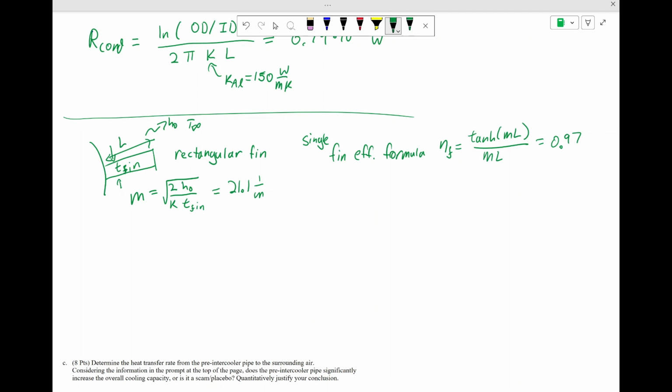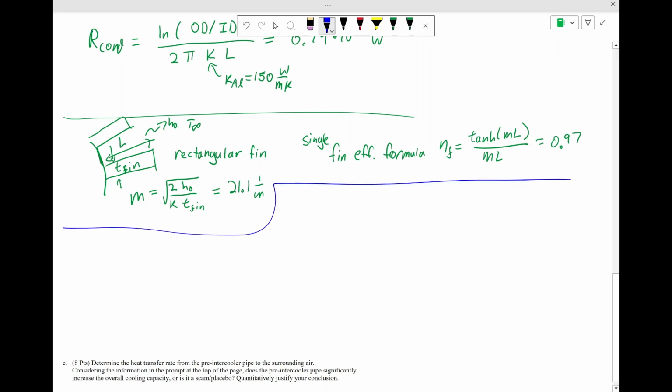So next step is we need to work out the overall surface efficiency, which accounts for both the fins coming off this tube, as well as the bare surface area that doesn't have any sort of conductive loss through a fin. It's just directly cooled by the convection. So to do that, we need to calculate a few geometric parameters. So let's just step through these.